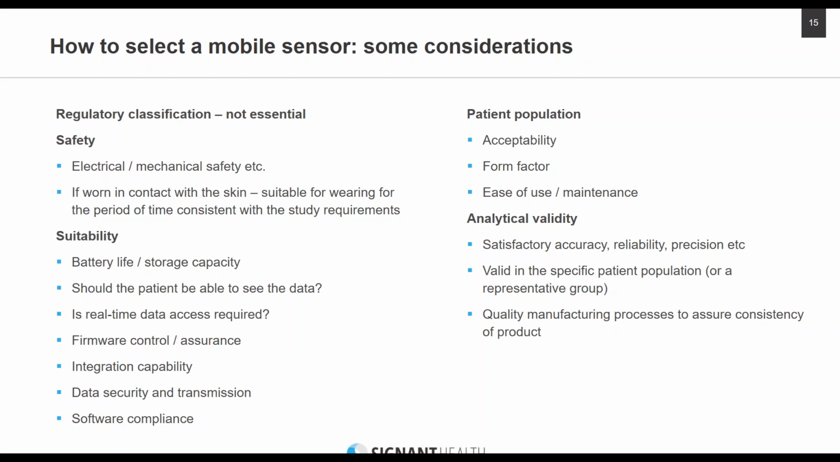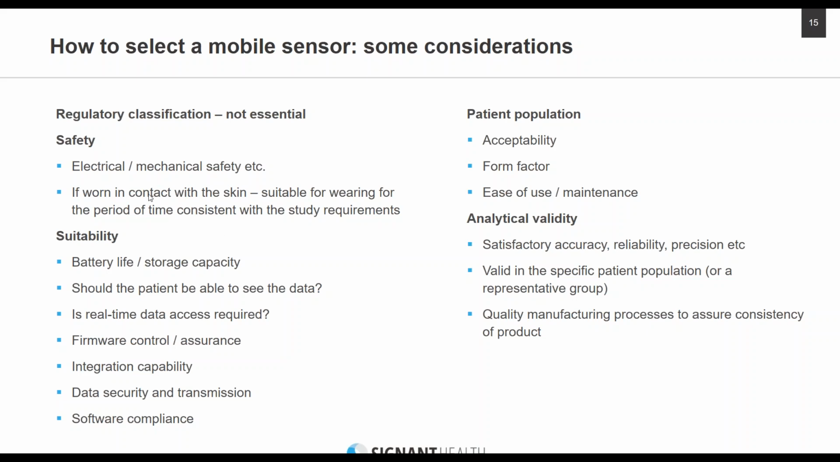And another piece of analytical validity is really a vendor characteristic. Is the vendor manufacturing to quality processes so that, if we can understand the reliability of one batch of their devices, will that reliability continue throughout the new manufacturing process of new batches?